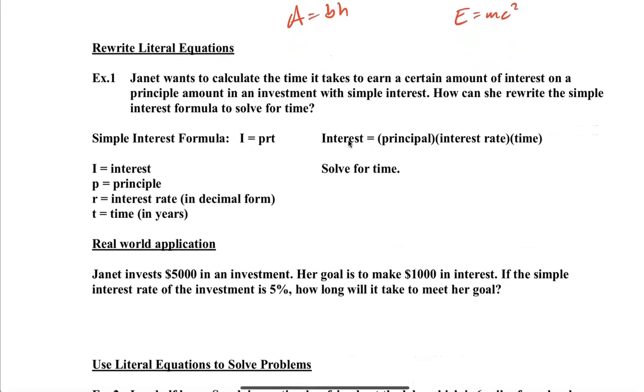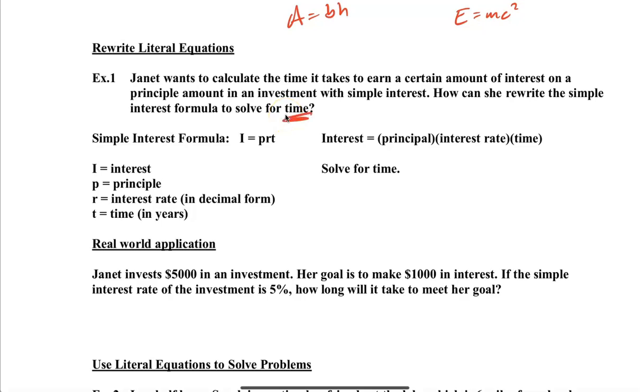This is an example. We want to rewrite the literal equation. Janet wants to calculate the time it takes to earn a certain amount of interest on the principal amount in an investment with simple interest. How can she rewrite the simple interest formula to solve for time? She has this simple interest formula, I equals PRT: interest equals principal times interest rate times time. Principal is how much you deposit. And she wants to solve for time. She wants to get time by itself.